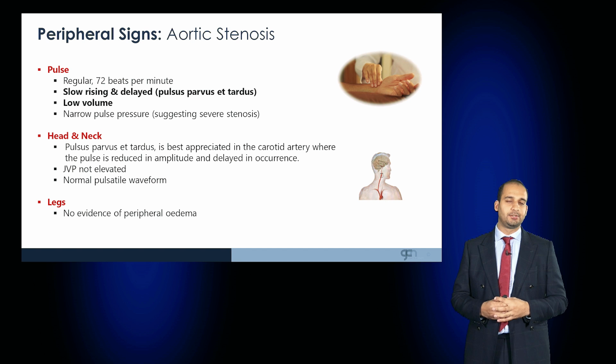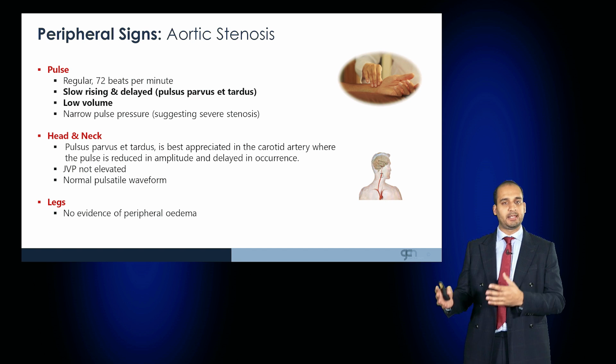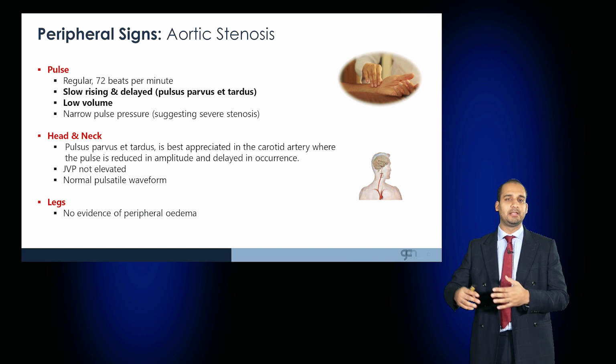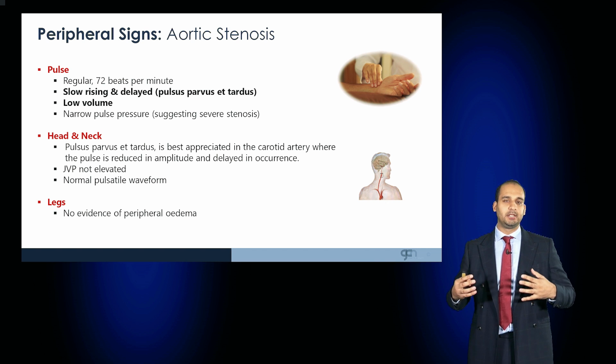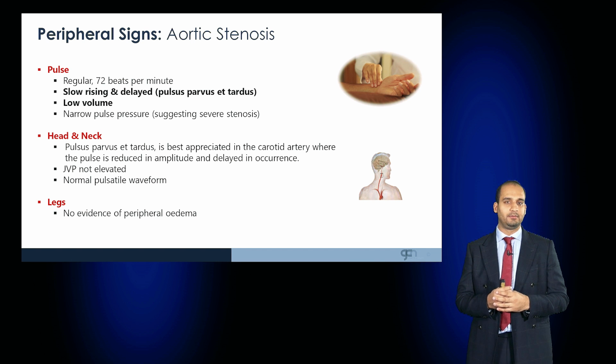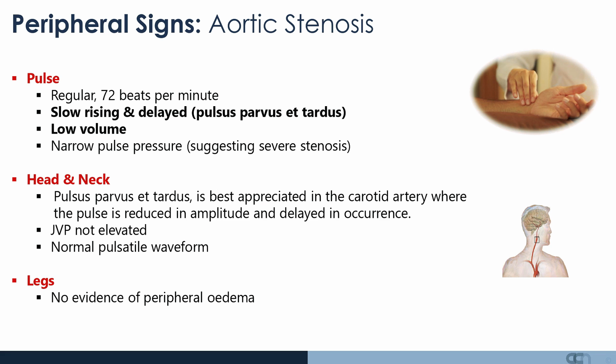Other peripheral signs associated with aortic stenosis: you'd expect a regular pulse. However, the quality of the pulse and the character would be described as slow rising, as the blood slowly ejects through a stenotic valve and would be subsequently relatively delayed. And this is known as pulsus parvus et tardus. It would be low volume as a consequence of the stenotic valve, and you'd expect a narrow pulse pressure in more severe aortic stenosis. The JVP would be expected to be normal, and in lone AS, you would not expect any peripheral edema.